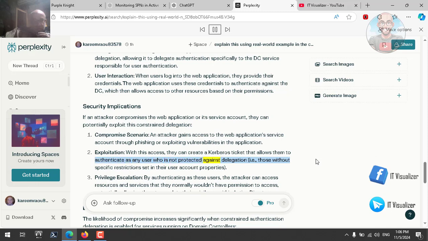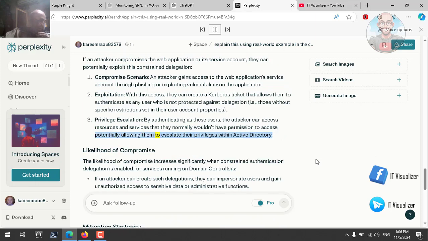who is not protected against delegation, i.e., those without specific restrictions set in their user account properties. Privilege escalation. By authenticating as these users, the attacker can access resources and services that they normally wouldn't have permission to access, potentially allowing them to escalate their privileges within Active Directory.